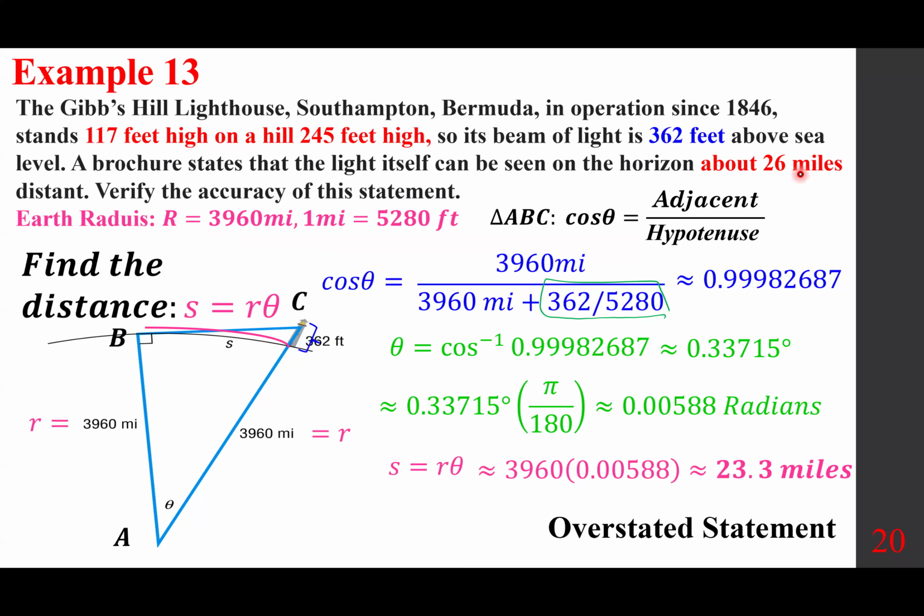A quick recap. So this is the radius of the Earth. This is the radius of the Earth. This lighthouse is above the sea level by 117 plus 245 equals 362 feet. And we want to see how far we can see it. So we can see it somewhere here. So we calculate the distance of S equals R theta. To calculate this distance of S equals R theta, we know the R, we need theta. To find the theta, we go with this triangle, and cosine will give us the value of theta.